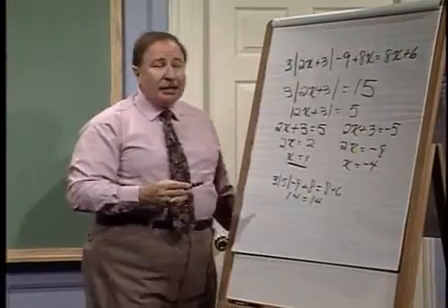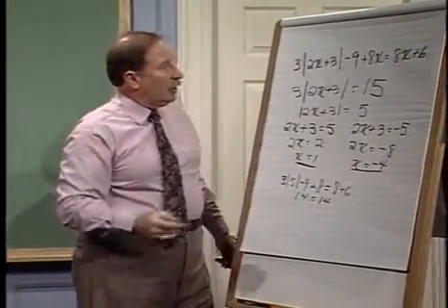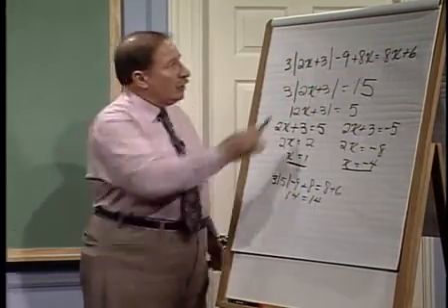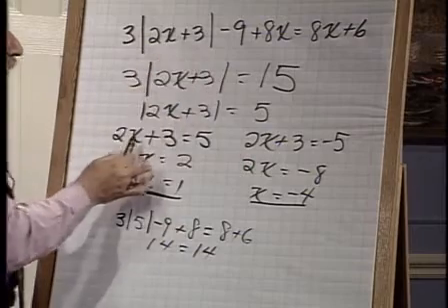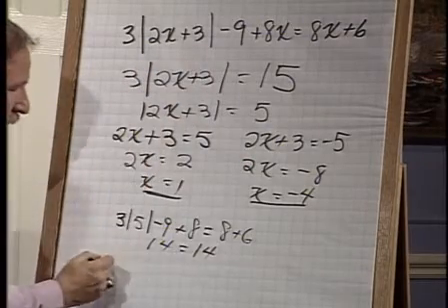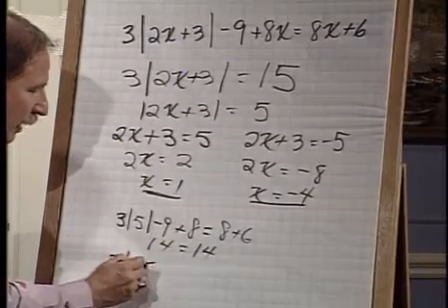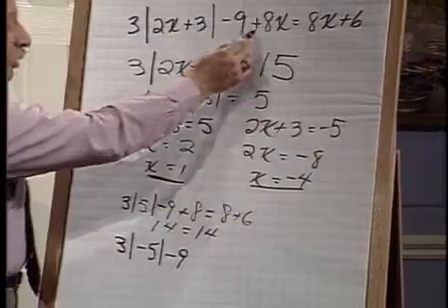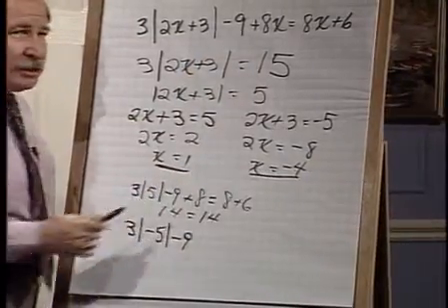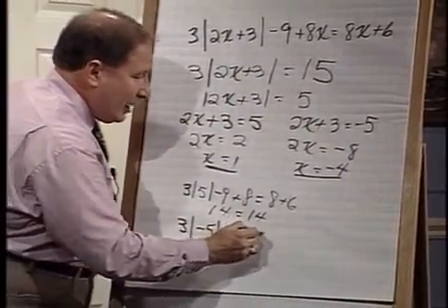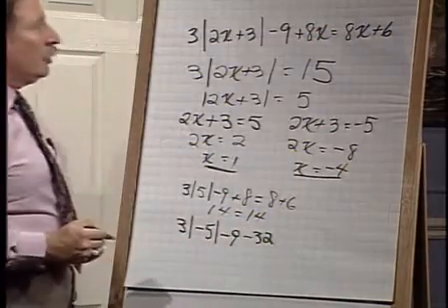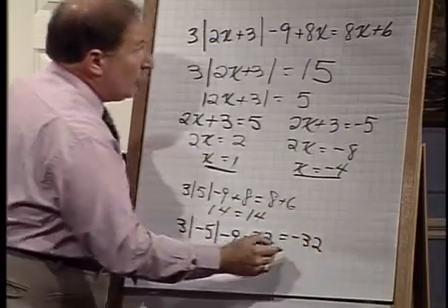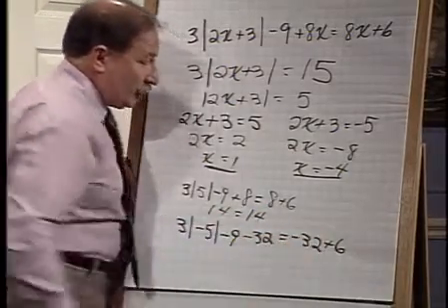That checks. Let's check negative 4. 2 times negative 4 is negative 8, right? Negative 8 plus 3 is negative 5. So we have 3 times the absolute value of negative 5 minus 9 plus 8 times negative 4. 8 times negative 4 is minus 32. Okay? Equals 8 times negative 4, which is minus 32, plus 6.